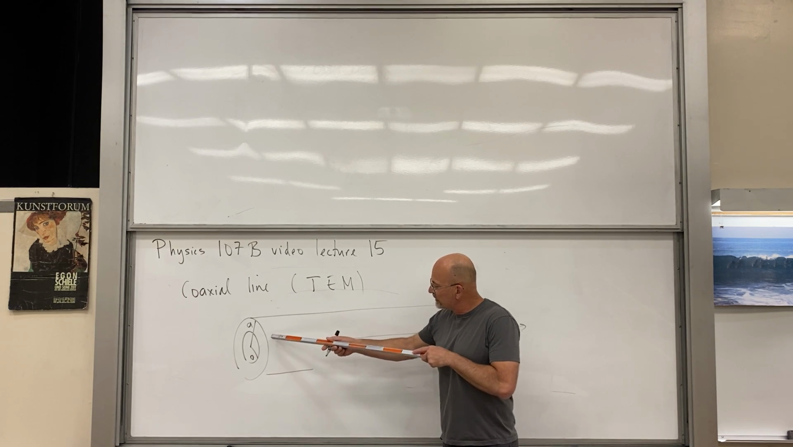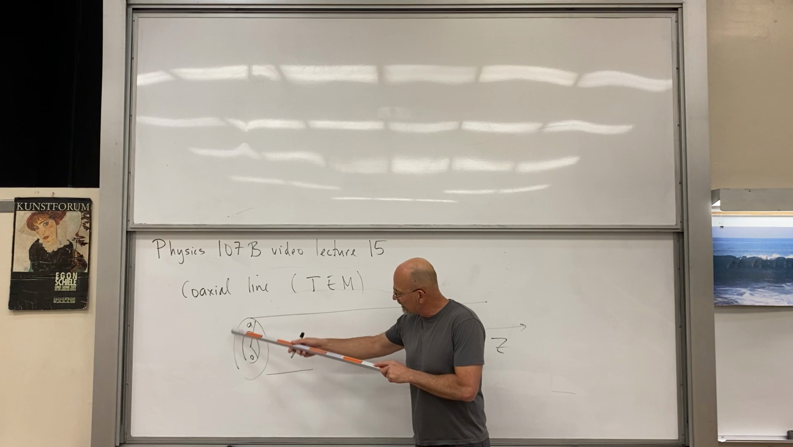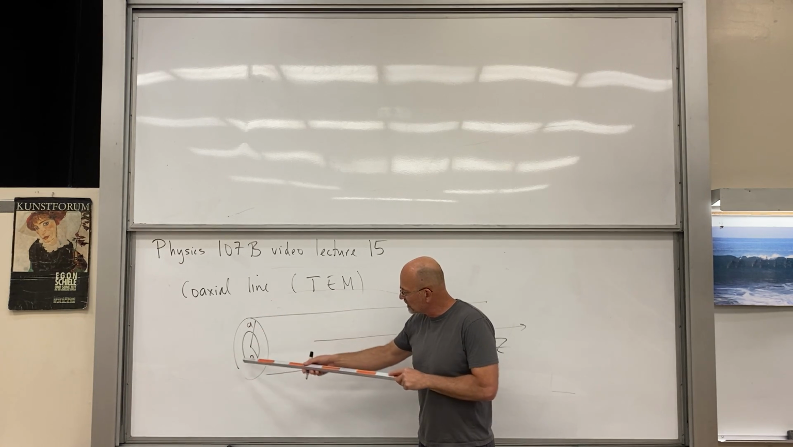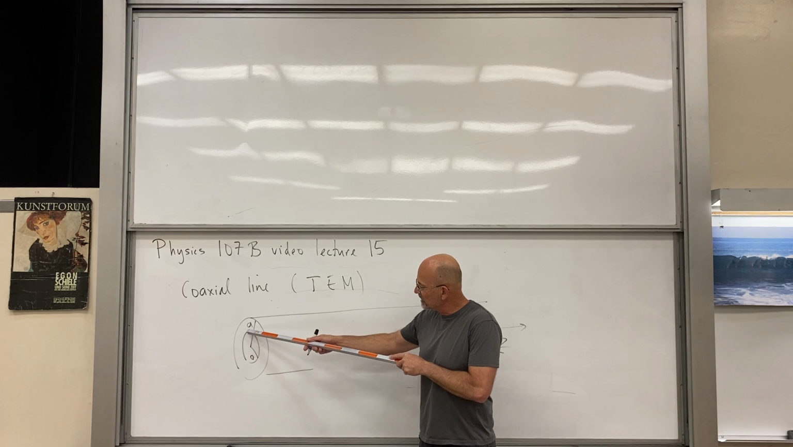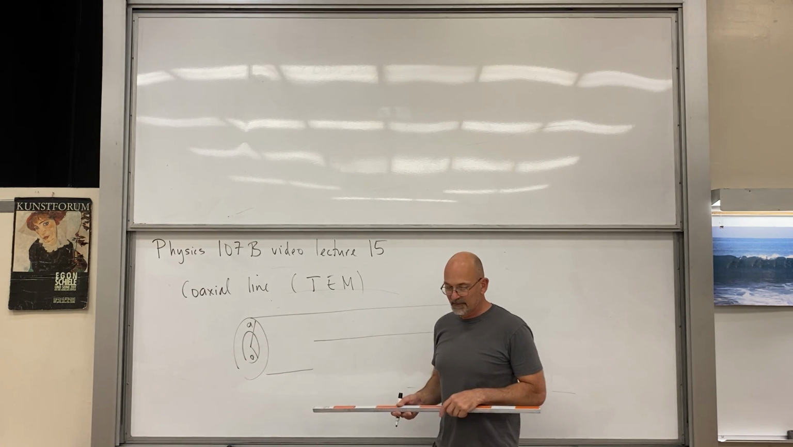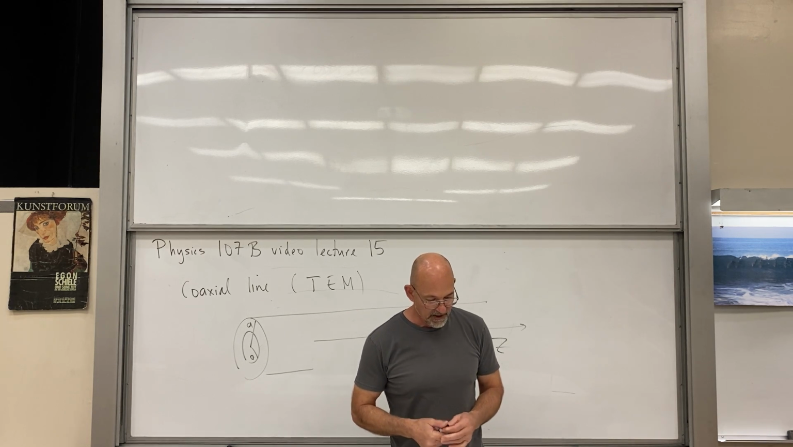We're going to be able to support an electric field in here, even with a constant potential, because we can maintain a potential difference between the inner and outer radius. Okay, so let's go ahead and set up Maxwell's equations again.